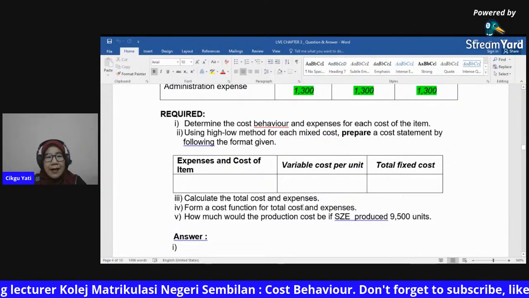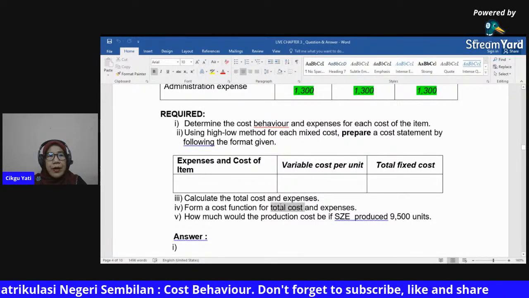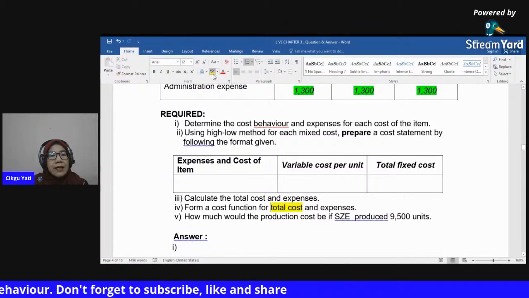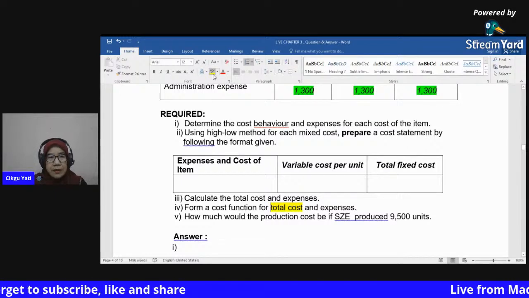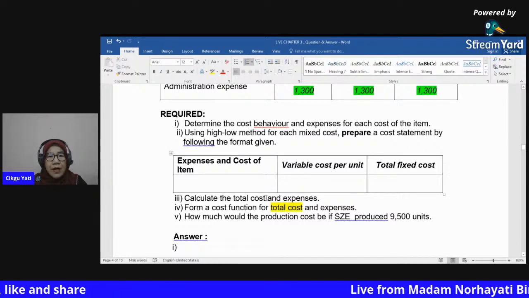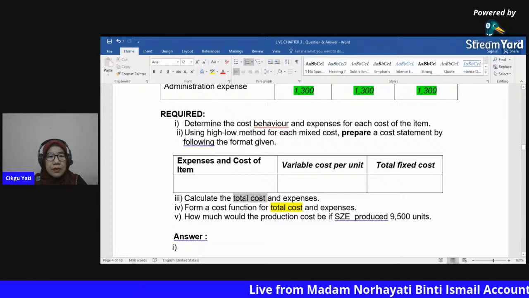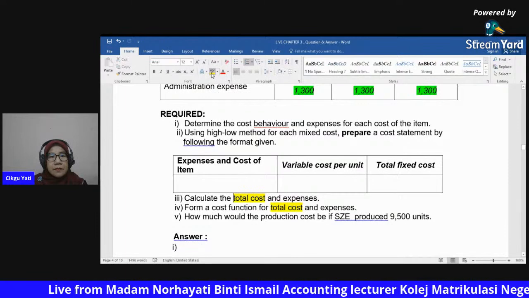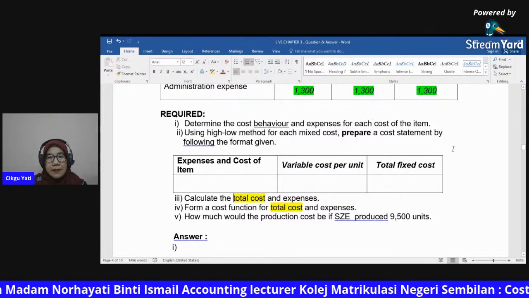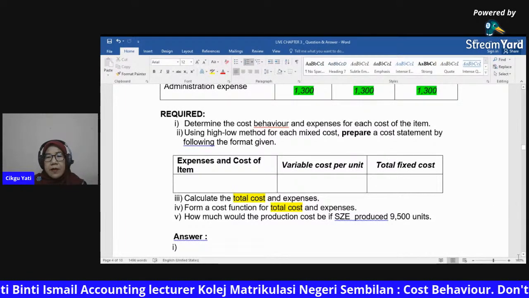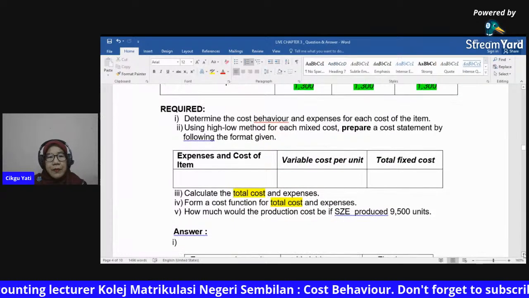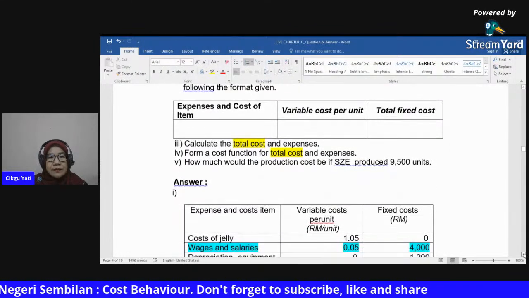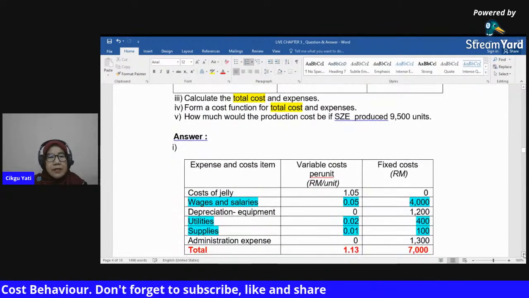I highlight this one. Total means you have to add all the cost items given in the question, and then form the cost function. Also, you have to calculate the total cost and expenses. Okay, now we look at the answer. You have to apply the high-low method, and then calculate. Okay, this is the answer.